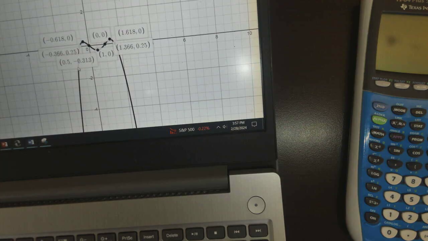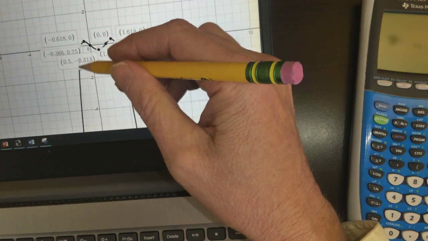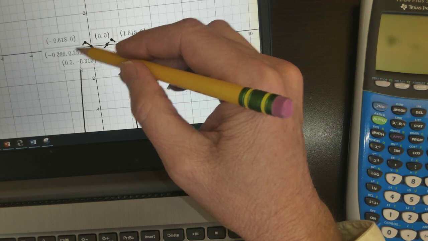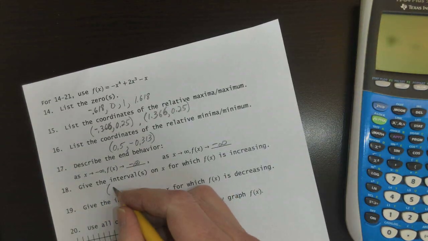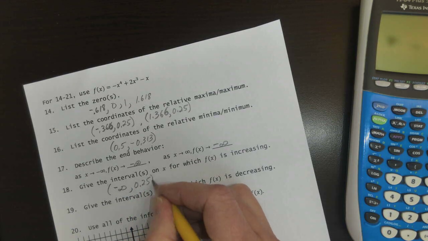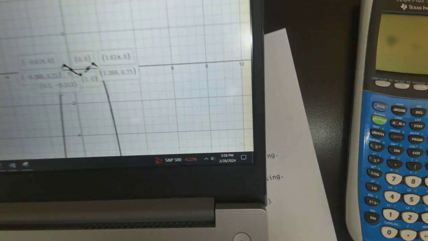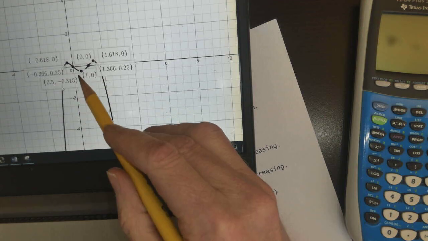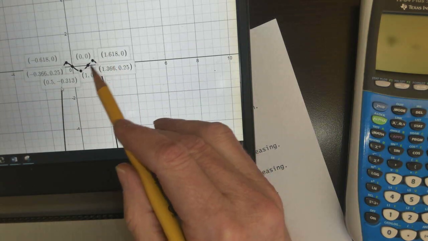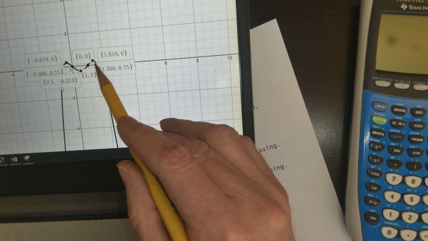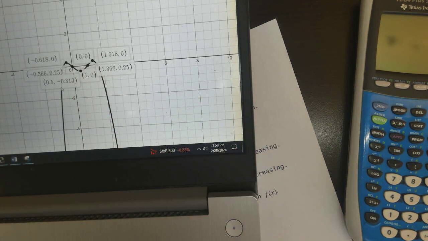Now increasing. It increases from the left, from negative infinity until I get to this high point, which is, those are the coordinates at that point, negative 0.366, 0.25. So that is increasing, and that is negative infinity to 0.25. I see another increasing from here to here. And it's the x's. 1 to 1 point, no. So this goes with this one. These are getting close together. But 1 to 1.366.